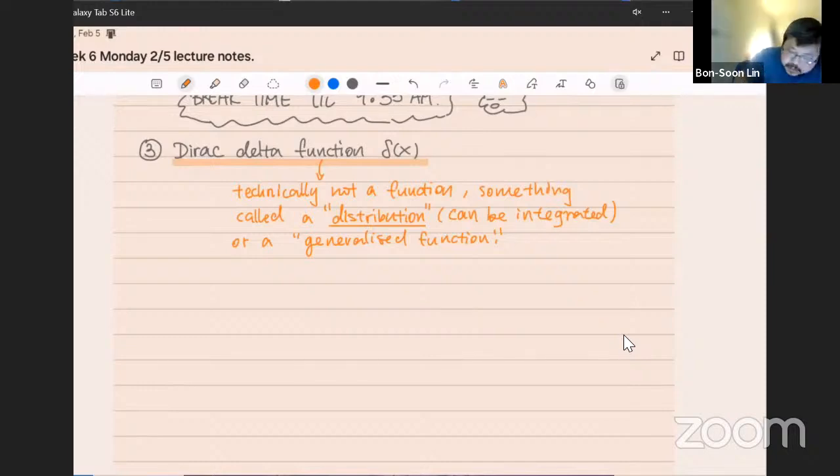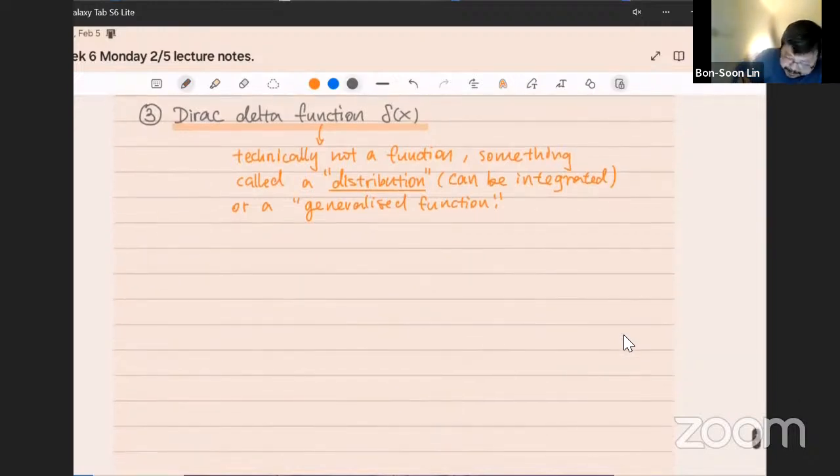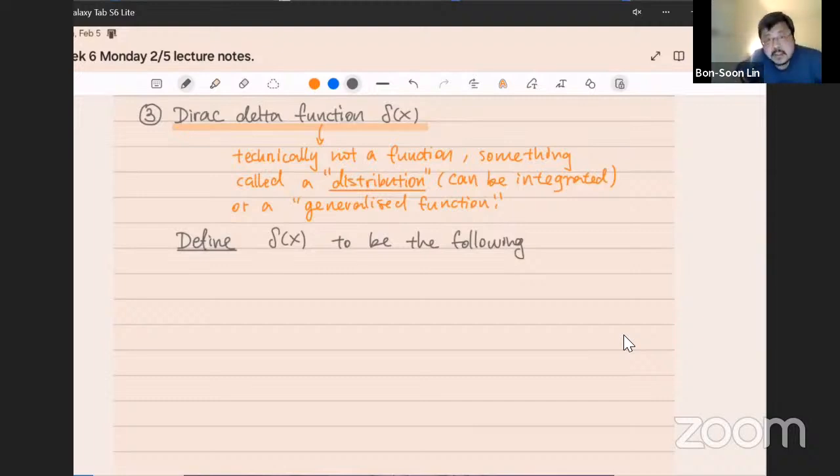So let me define what this quote-unquote function is. It's kind of a bizarre object, delta of x. So we're going to define delta of x to be the following. We're defining it by writing down the properties that delta of x would have. Sometimes people say this delta of x is something called a unit impulse, and I'll explain what this means.